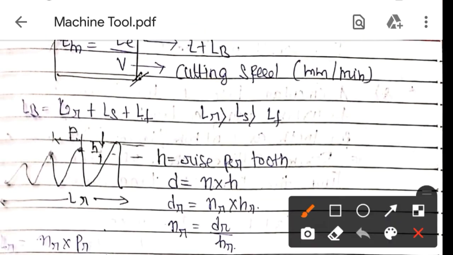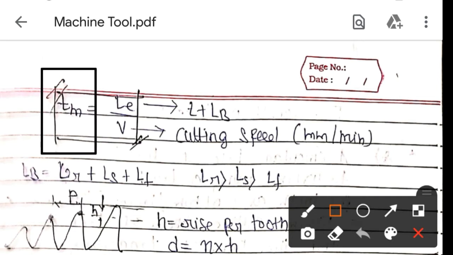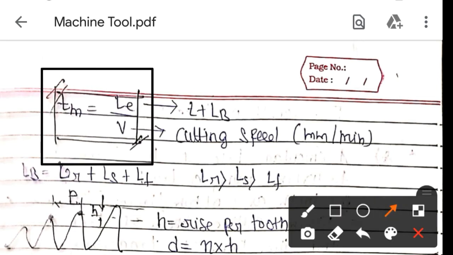For the machining time, the formula is the same. I'll highlight it, and please make a note of this. This is the machining time, where L is the effective length and V is the cutting speed, which will be in mm per minute. The effective length here is the length of the broaching tool plus the thickness of the workpiece. So this is the effective length.